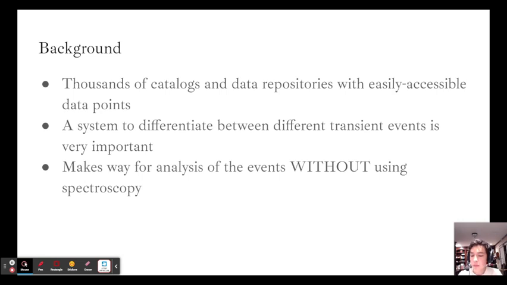events? So for a bit of context, thousands of catalogs and data repositories with easily accessible data points are available online, which is where we drew our data from. Our goal was to make a system to differentiate between different transient events, which would be very important for future data analysis, as it makes a way for analysis without using spectroscopy, which often can be very expensive.